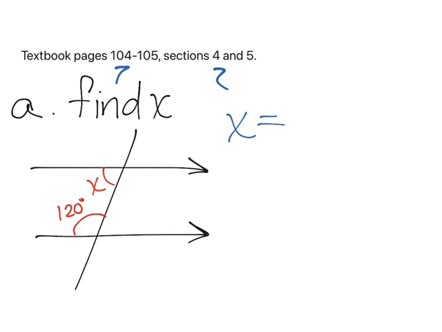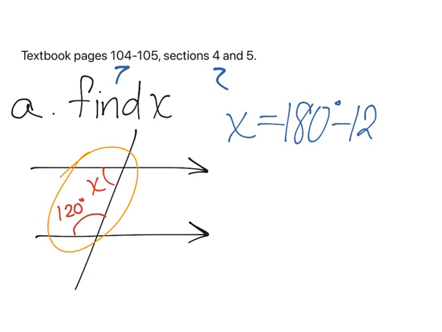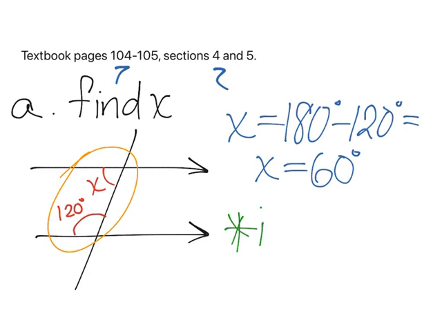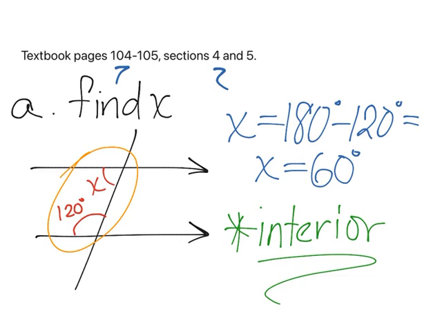Well, we know that both of these are interior angles. They fall within the parallel lines on the same side of the transversal. So we know they equal 180 degrees. We are given one angle, 120. So that means that x must equal 60 degrees, because, again, these are all interior angles. So there you go.